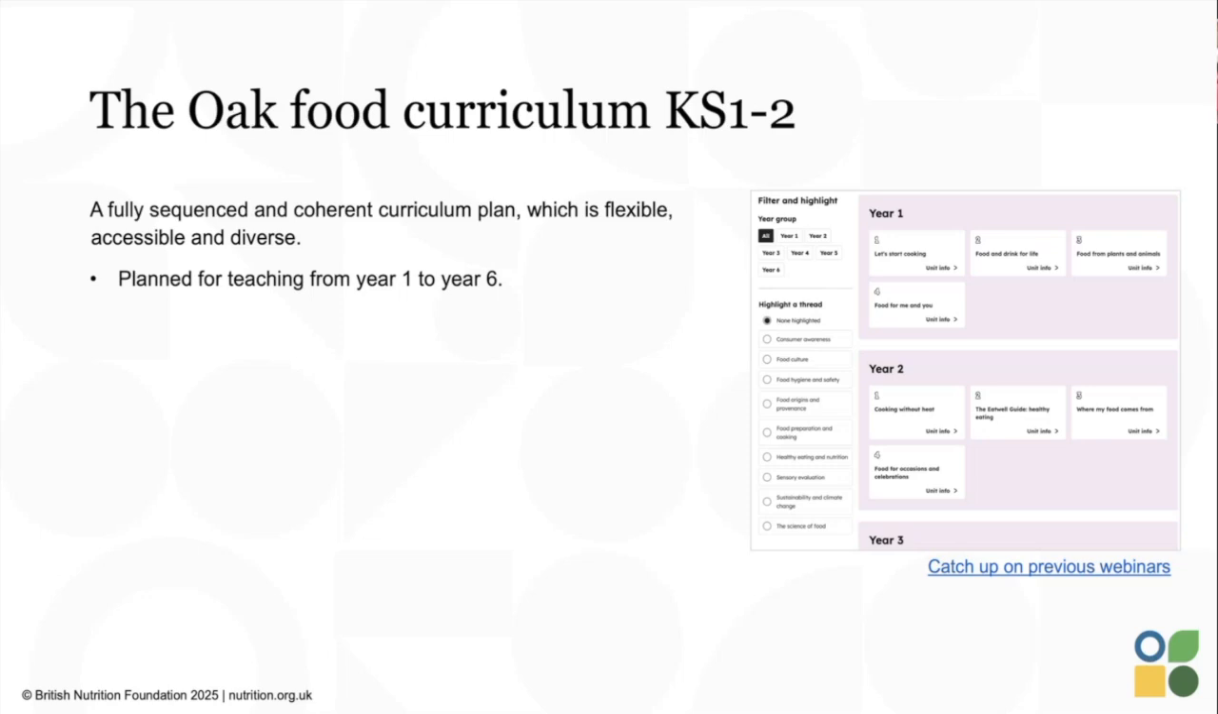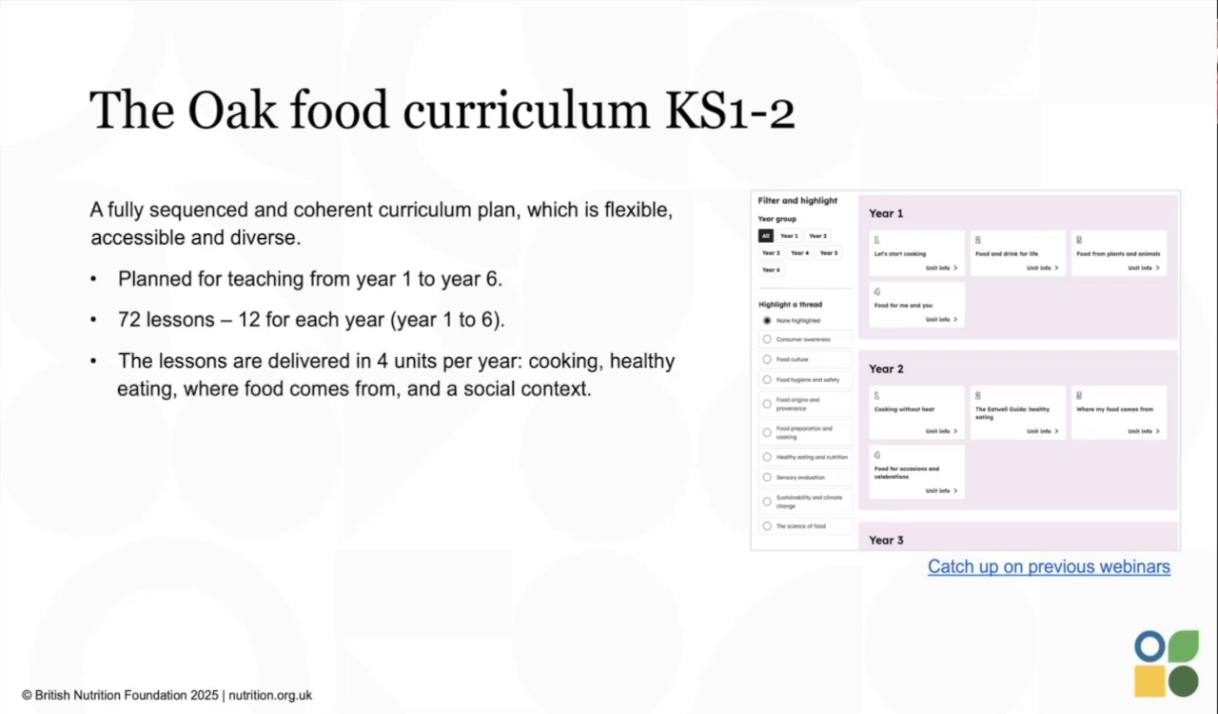We've got planning for teaching right the way from year 1 through to year 6, so we've got lessons running right through the primary phase. In fact, there are 72 lessons that you can pick from. You could do all of them, you could do one of them, you could do half of them. It's entirely up to you. And there are 12 for each year, so 12 in years 1, 2, 3, 4, 5, 6. You can do the maths.